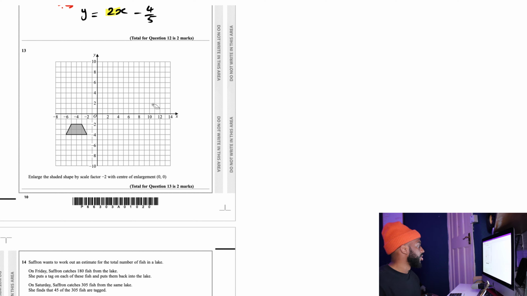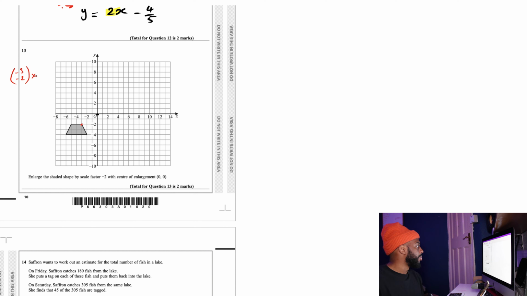Enlargements. So we're going to enlarge the shape by scale factor -2. The center of enlargement is 0, 0. So the center of enlargement is here. I'm going to start with this point. So if we look at the vector from the center of enlargement to this point, that's going to be -3, -2. So 3 to the left, 2 down.